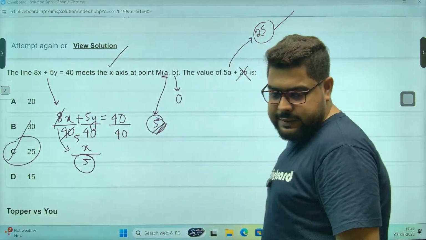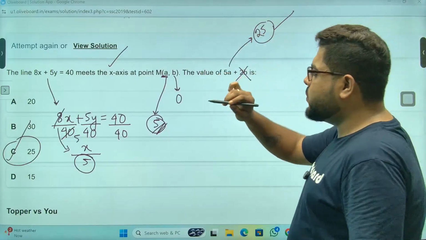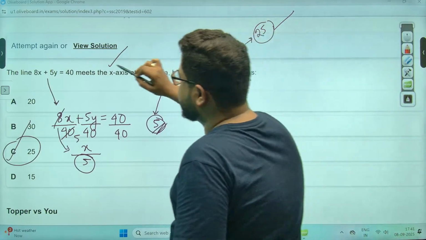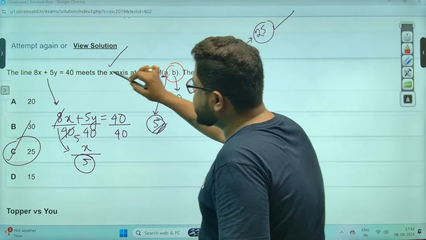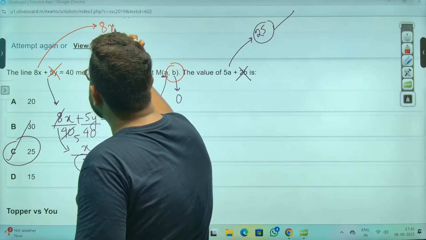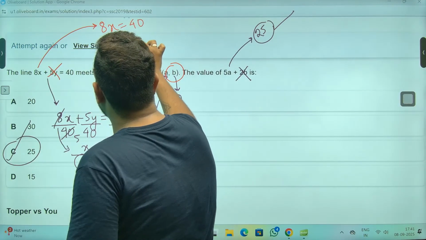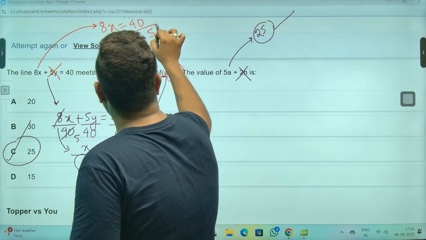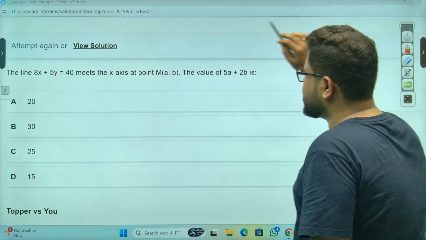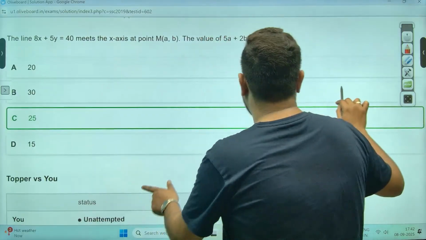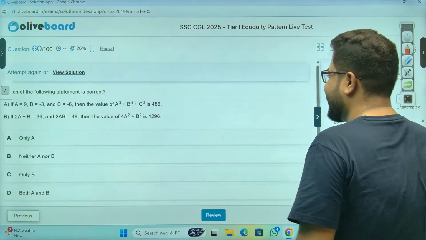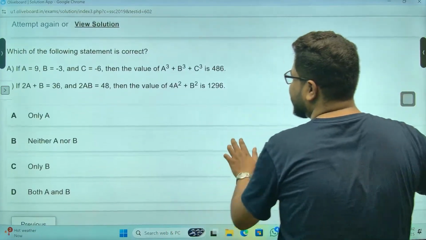Option number C. Otherwise, what you can do if you are not comfortable in this? Let me say one thing. Sir, y is 0. That means in this equation also you can put y is 0. So you will get 8x is equal to 40. So from there also you'll get x equal to 5. Both of these work. So whichever you feel easy, most of you will feel that the second one is easy. But again, if the question is a little on the difficult side, the first method will only work. Okay? Chalo.